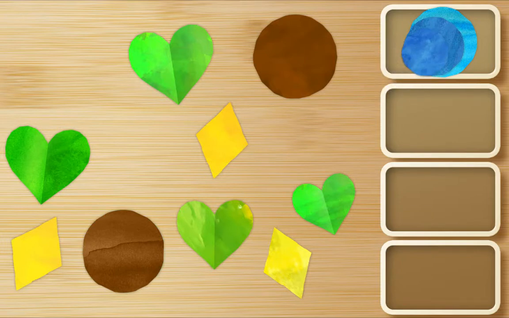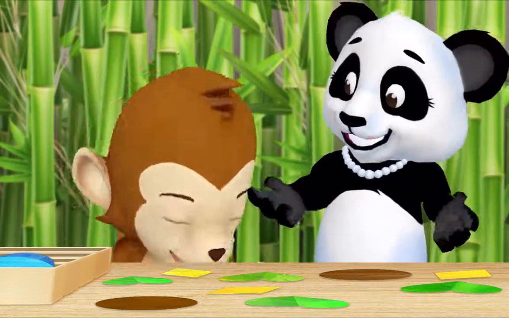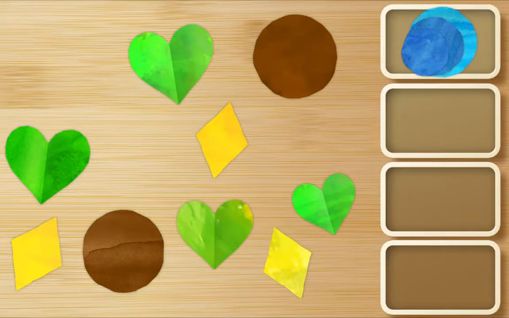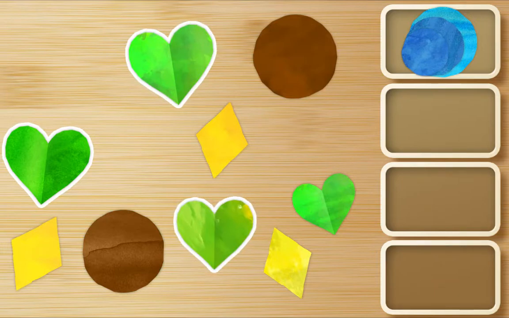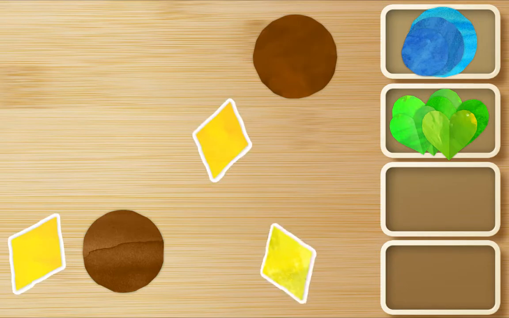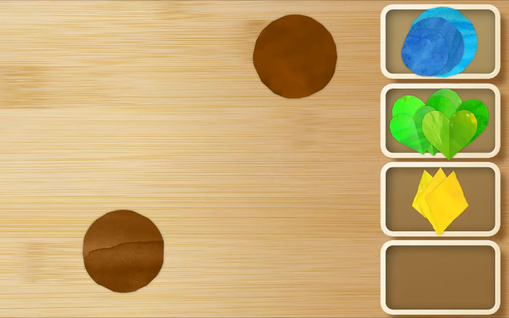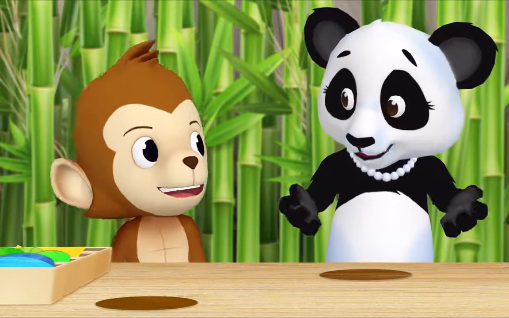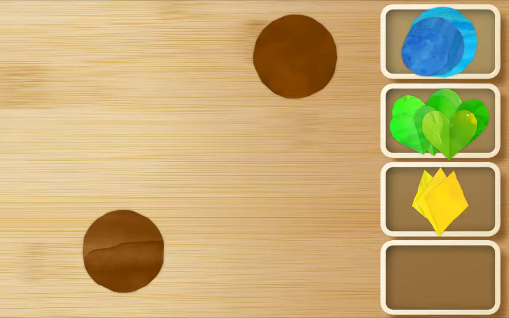Thank you, Monkey. Now, let's gather all of the green hearts. Okay. Here. Here's one! And here! Splendid! Should I look for yellow diamonds now, Miss Panda? That's a good idea! Okay! Here. And here! Great! And what's left? Two brown circles. Okay, let's put both of them in their own box. Okie dokie.